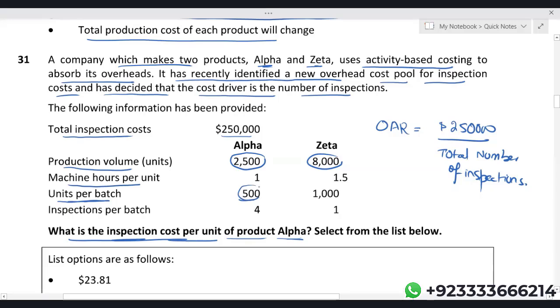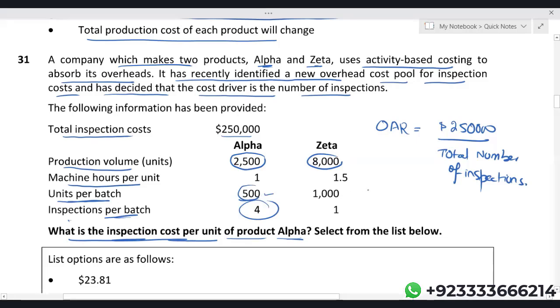If I divide 2,500 by units per batch, which is 500, I can calculate how many batches we will be producing for alpha. And inspection is actually per batch. Inspection is not per unit, inspection is per batch. Now listen carefully. Inspection is per batch. So I need to identify how many batches there are, and then we can easily calculate the total number of inspections.